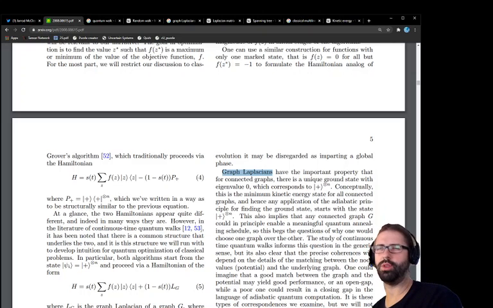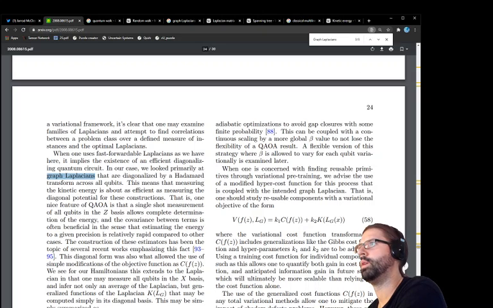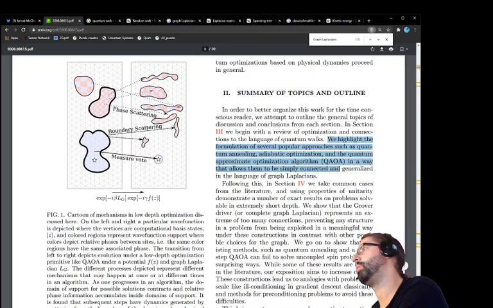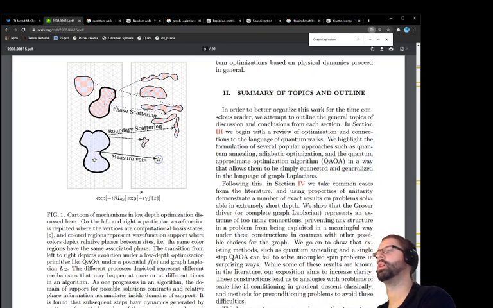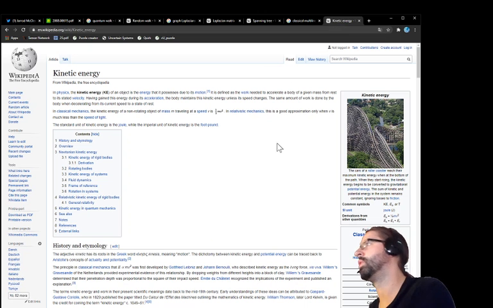How is that though? So they make a... we highlight the formulation of several popular approaches such as quantum annealing, adiabatic optimization, and the quantum approximate optimization algorithm in a way that allows them to be simply connected and generalized in the language of graphal ablations. Okay, so what they do is they talk about quantum optimization using the language of graph Laplacians, I guess. And what is the kinetic energy here?